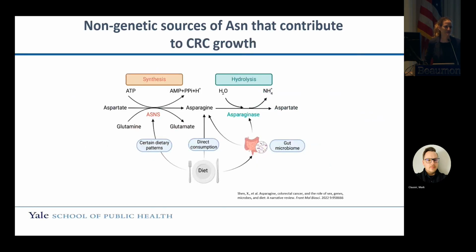We have started to look at some of the environmental additive effects, but I'm not going to go into it in this talk. But basically, asparagine is a non-essential amino acid, so it could also come from extracellular sources. And this presentation just shows the intracellular production. So we know asparagine can come from the diet. It can be metabolized and produced by the microbiome and consumed by the microbiome. So we're now also manipulating these sources to see what effect this has on cancer growth.